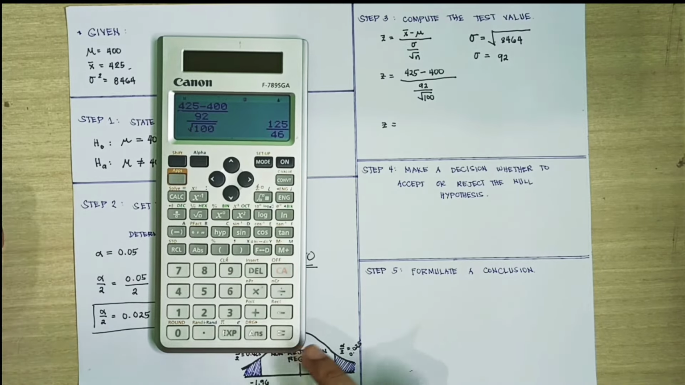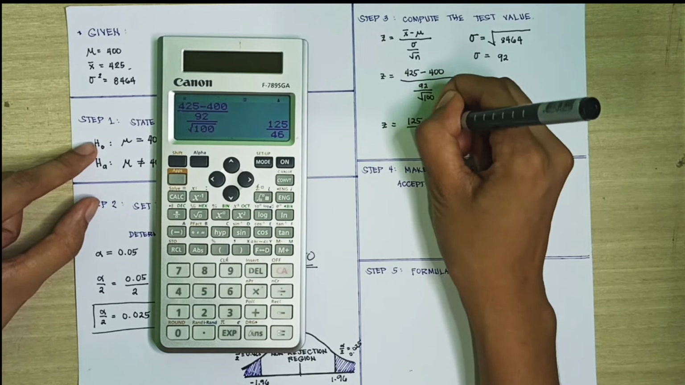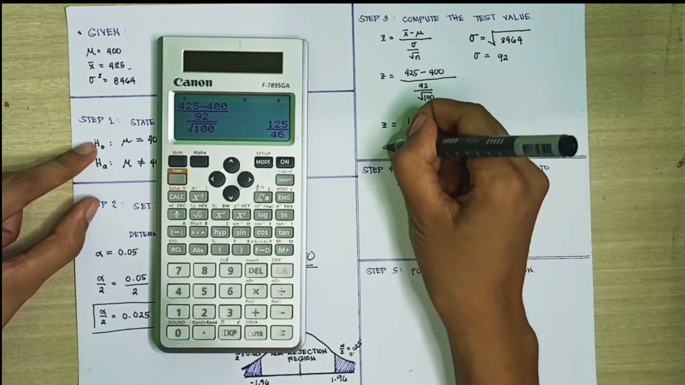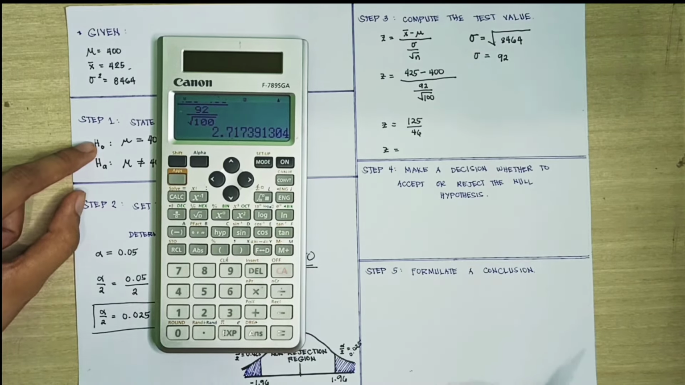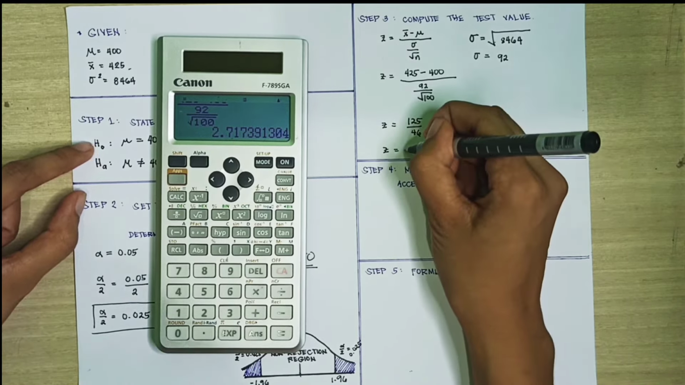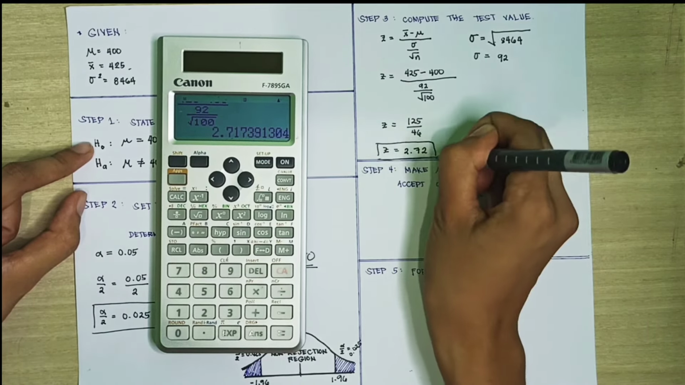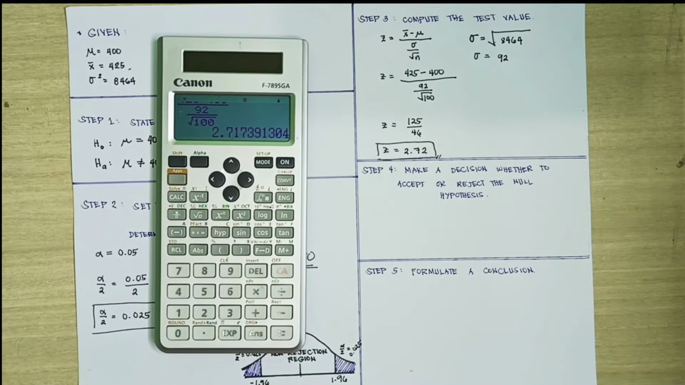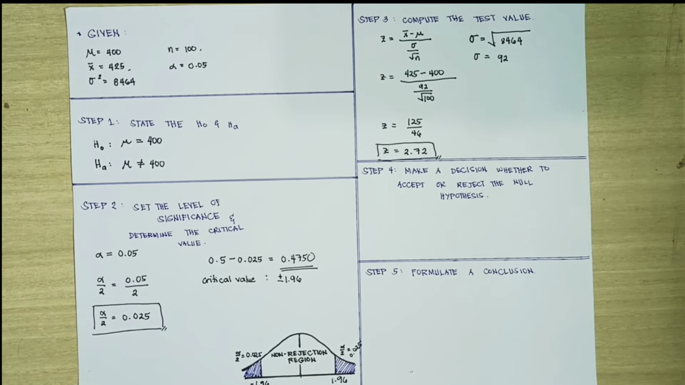Okay, and that is equal to 125 over 46, or nakadecimal po 2.7173. Round off your final answer into 2 decimal places, and this is 2.72. So ang test value natin is 2.72. Okay, so ngayon, since meron na tayong value ni z, ayan. So, meron na tayong value ni z. Pwede na tayo mag-proceed sa step 4.